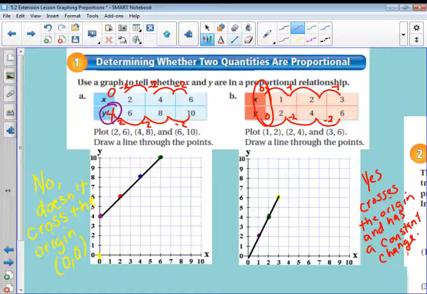actually graphing it. Good luck with this, and the two key things to make sure: in order for it to be considered proportional, it must cross through the origin, which is 0, 0, and it must have a constant rate of change, which would be showing you a straight line.